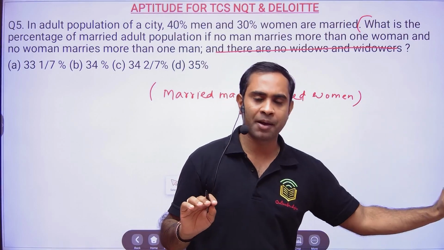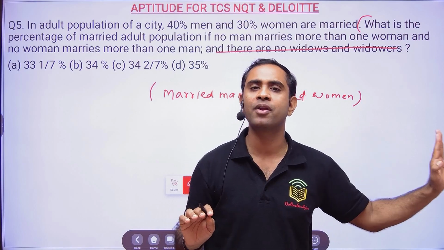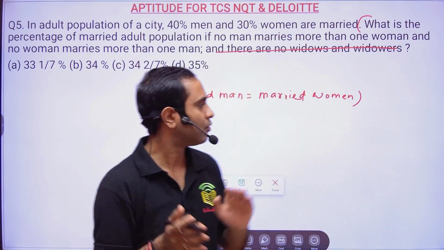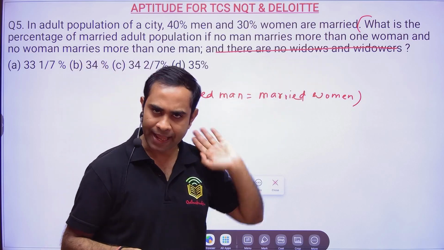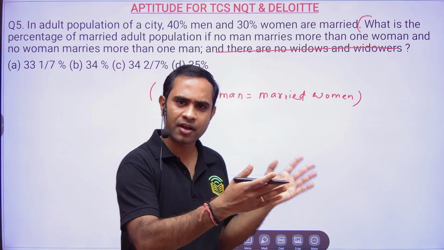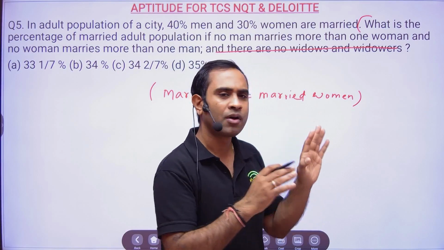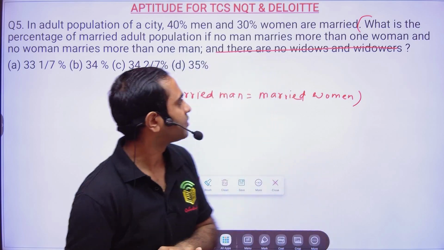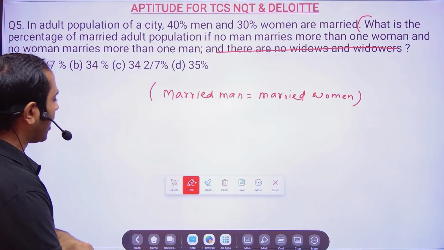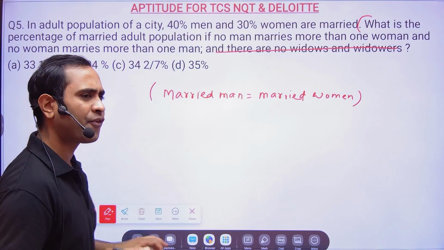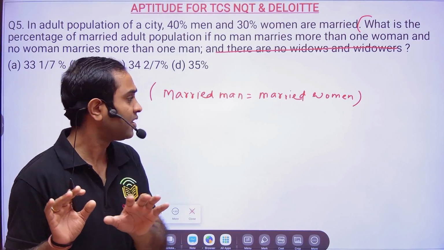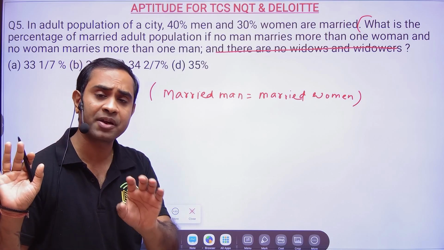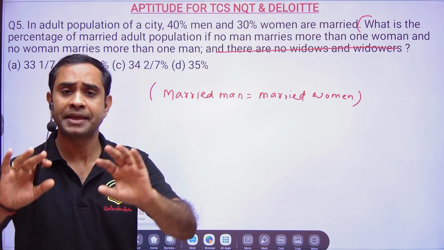So the number of married men and number of married women are equal. Okay, and there are no widows and no widowers. That means neither the married man nor the married woman has died. That is also clear. Now, here you definitely have to think a bit, otherwise you will not be able to solve the problem. It will be very calculative.